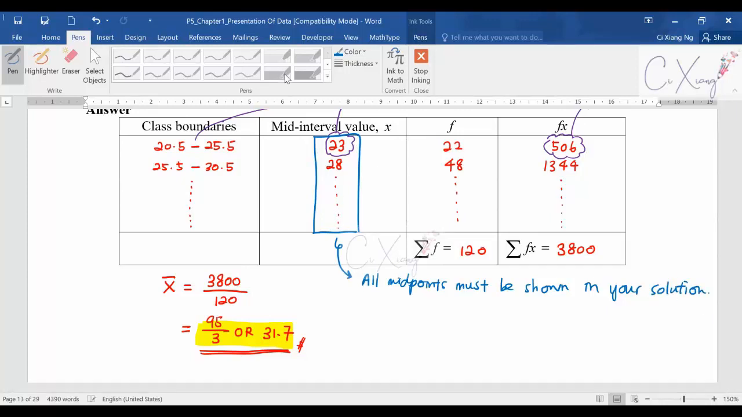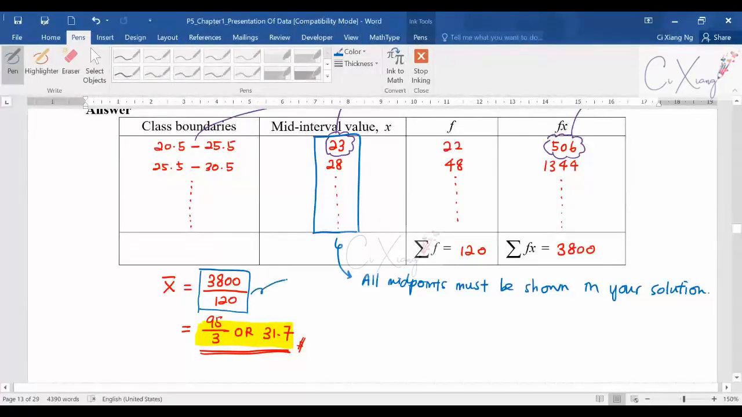And then the second and the third thing is you must show the steps here. You have to take the summation of fx divided by summation of f, with the values themselves. So this also must be shown in the solution. The rest of these, there's no need to show one by one. But what they want is the midpoint itself and then the formula with the values.